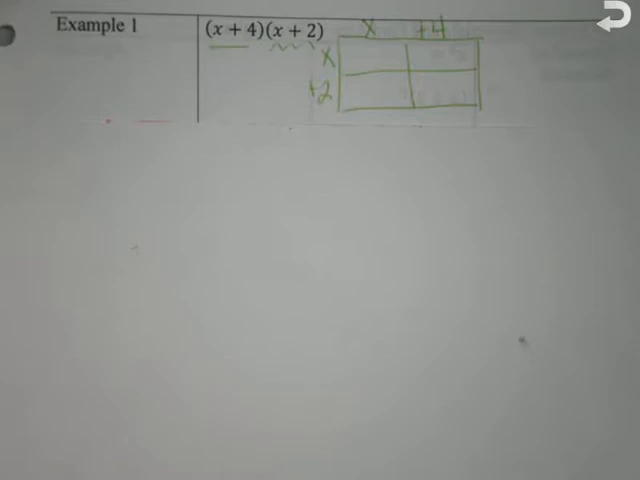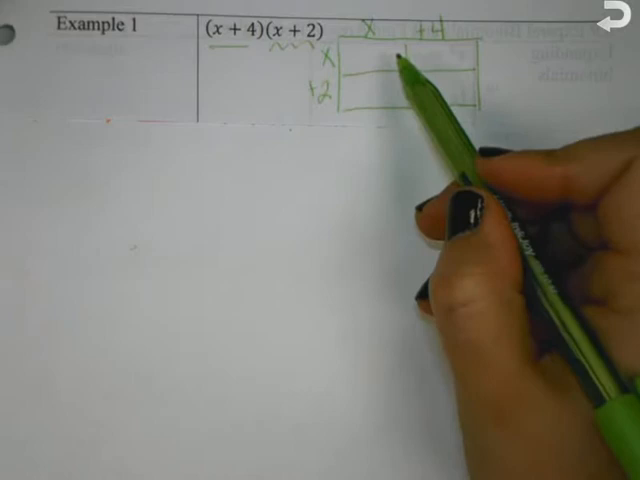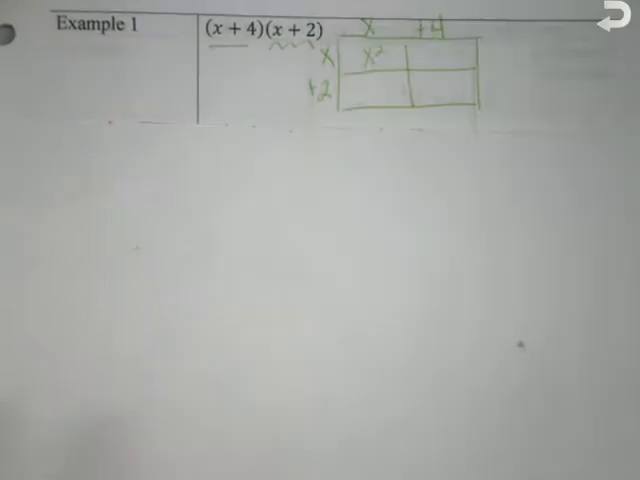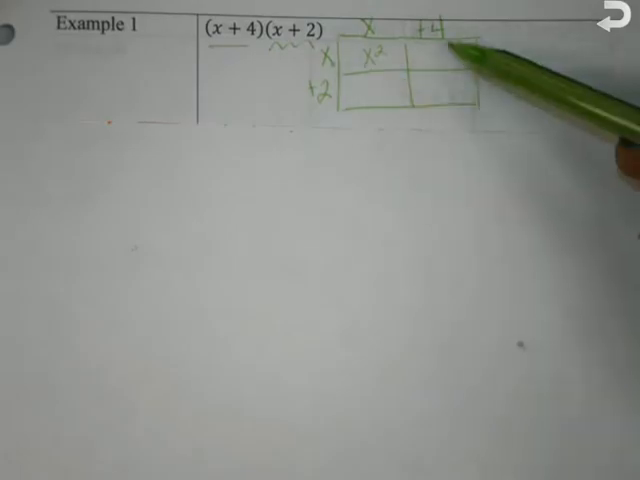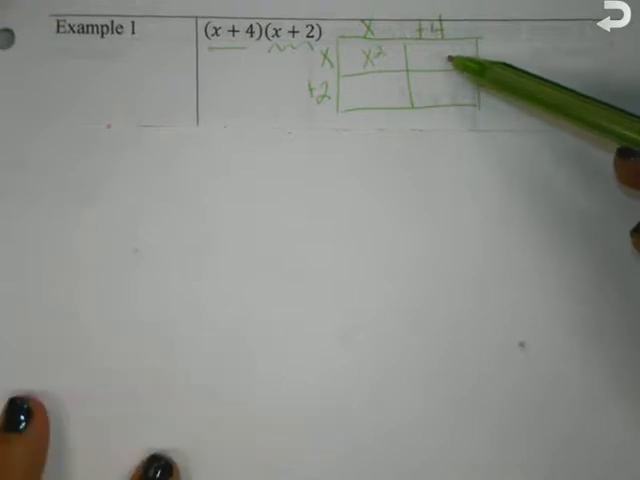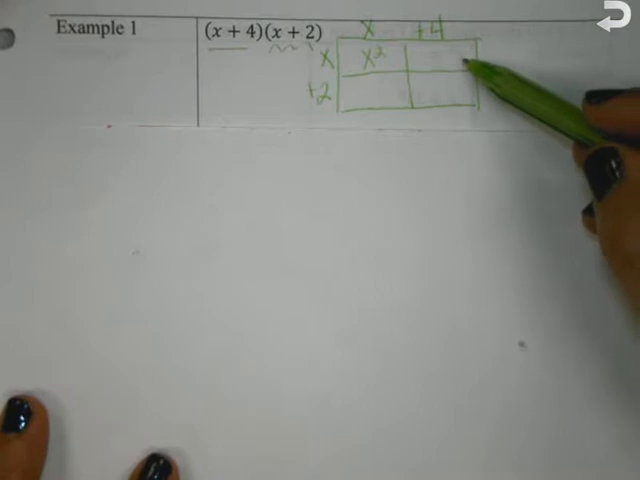Okay, guys, what did you get for the first box, which would be x times x? Is there anybody in 32? Brooke, is that you? What did you get for that box? Good, x to the second. What about this box, x times 4? What is that going to give me? Angel, which box is this one? What goes in here? 4x. Good, 4x.